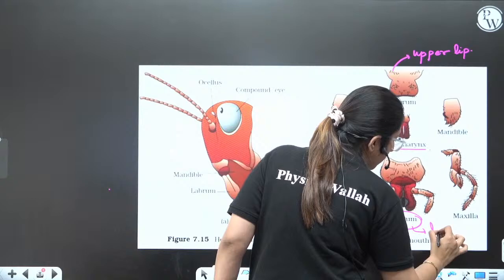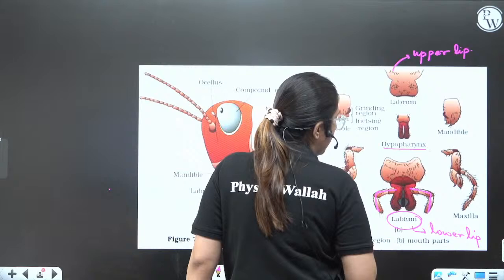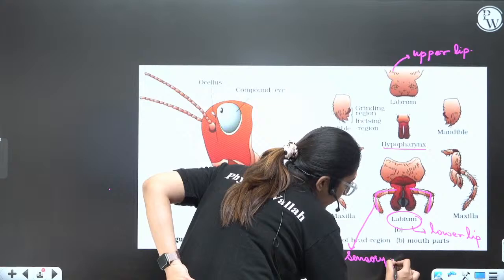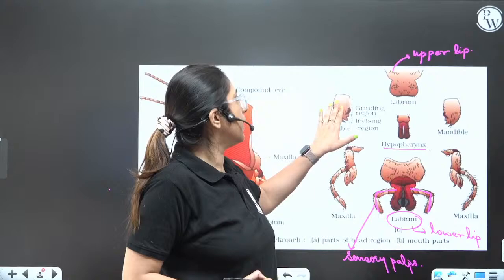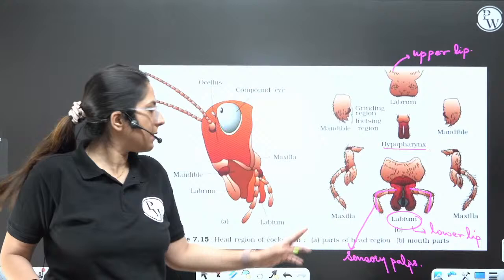On the lower lip, sensory palps are present. What are these? These are the sensory palps. Clear? What else? You will see here the teeth. First, mandibles are there. Can you see mandibles? Next, you will see the maxillae are there. On the maxillae also, the sensory palps are present.